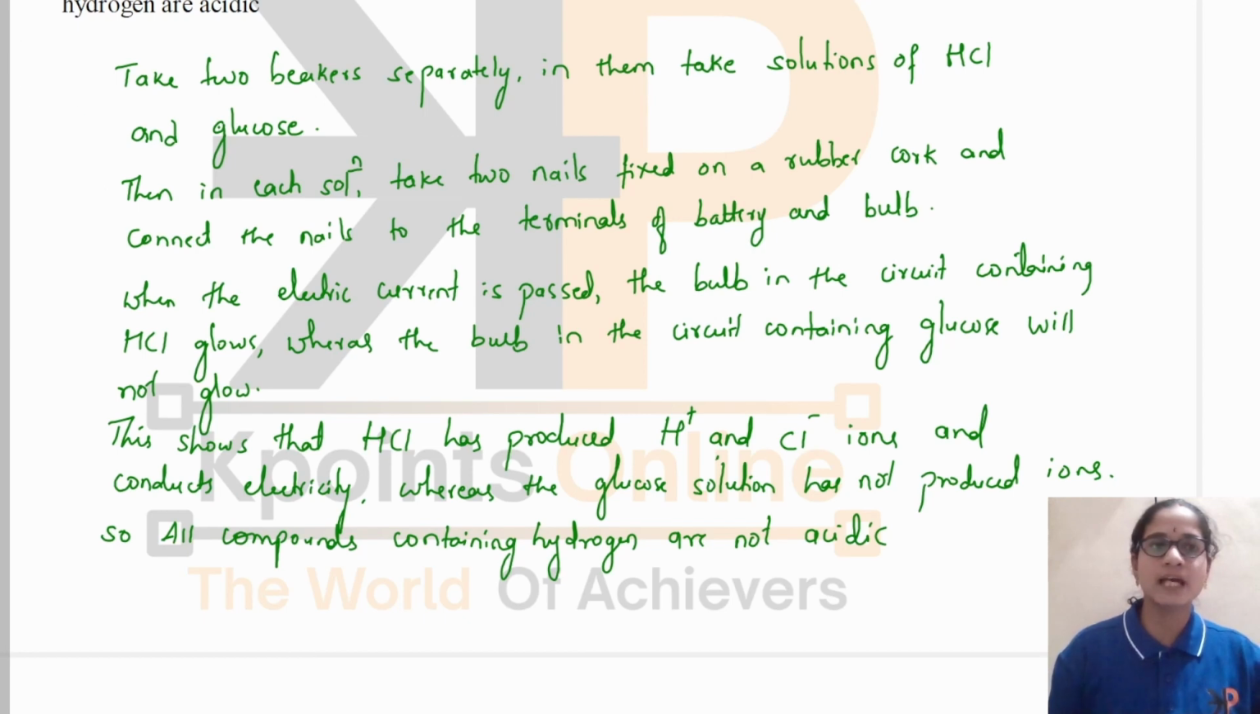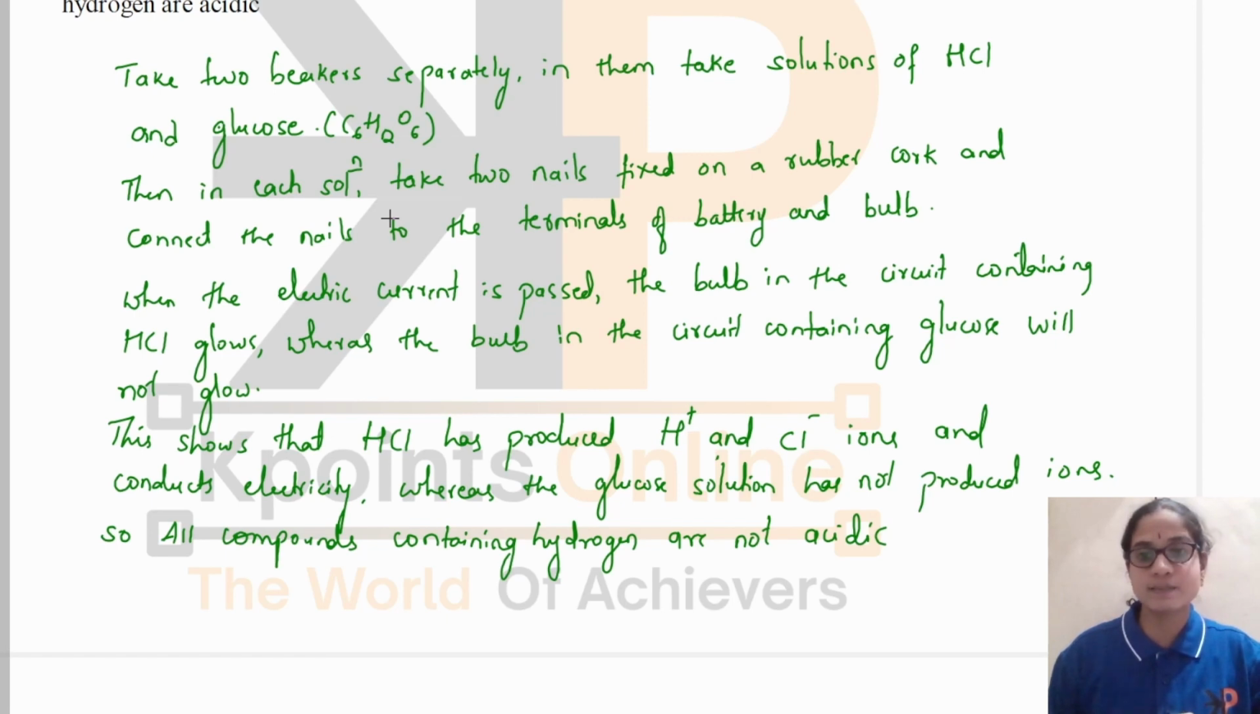So how have we checked this? We have to take two beakers separately and take the solutions of HCl and glucose. Why have we taken glucose? We want to show that even those containing hydrogen atoms may not be acids. So we have taken glucose, and then in each solution take two nails fixed on a rubber cork and connect the nails to the terminals of the battery and bulb. So that circuit is complete.